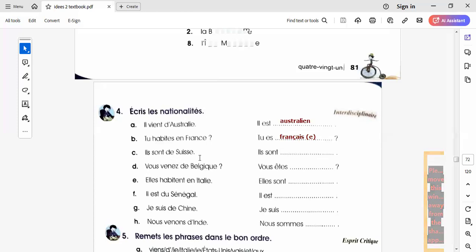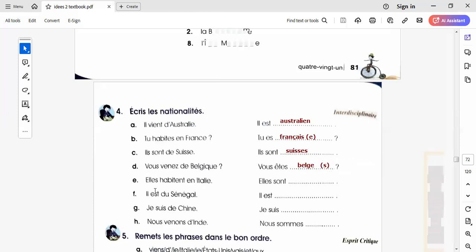Ils sont de Suisse. They are from Switzerland. Ils sont. Il is in masculine form. And we have to write down the plural because ils sont, they are. The plural form is Suisses. Vous venez de Belgique. Vous êtes, you are. So for vous we can write the plural form or the singular form. Because vous means one person also in a formal way and more than one when we are addressing a group. So if you write S also in brackets, that's also a correct answer.